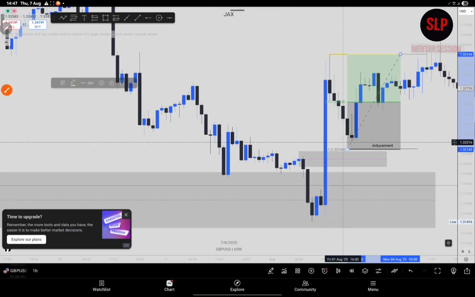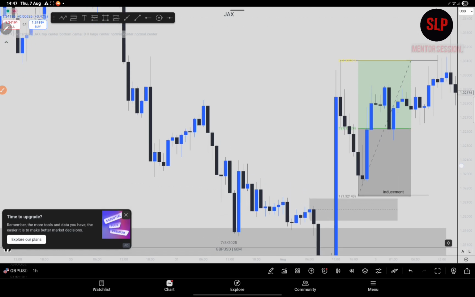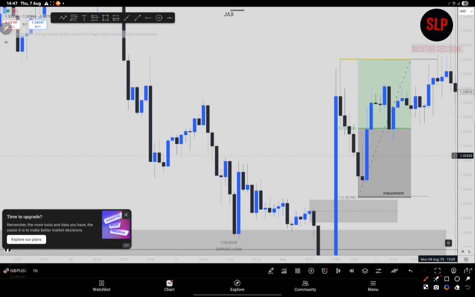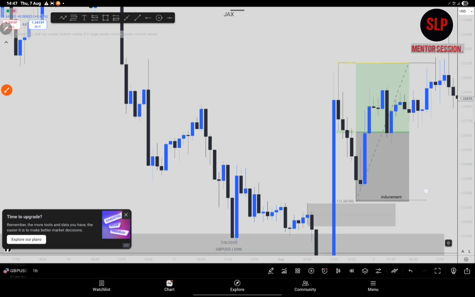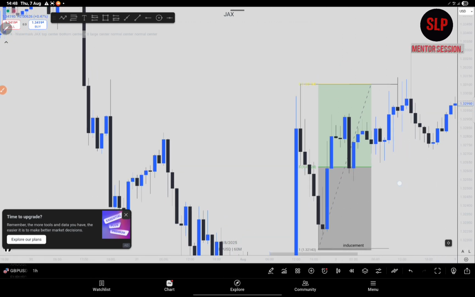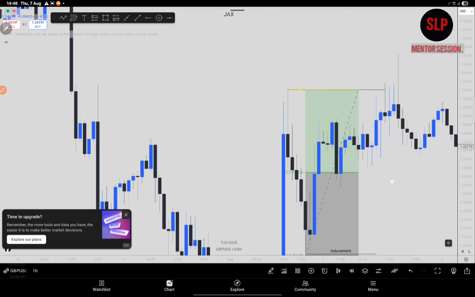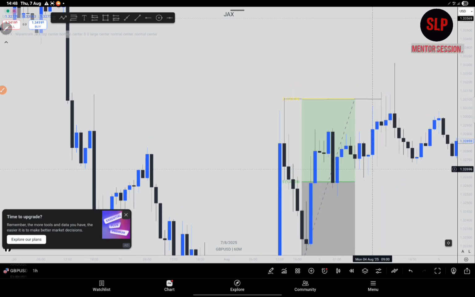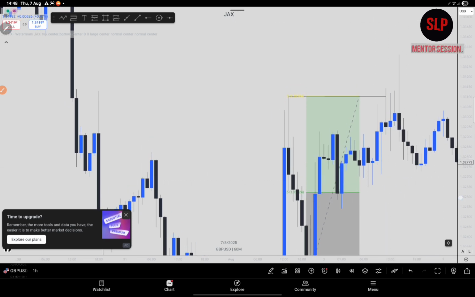So I mark out my new range, and you can see before creating the new range, what are you seeing here? You can see that price also still mitigated inside the 50%. Price equals the 50%. So that is check, that we have checked that part out as we are waiting for a new setup, waiting for a new entry in the market.